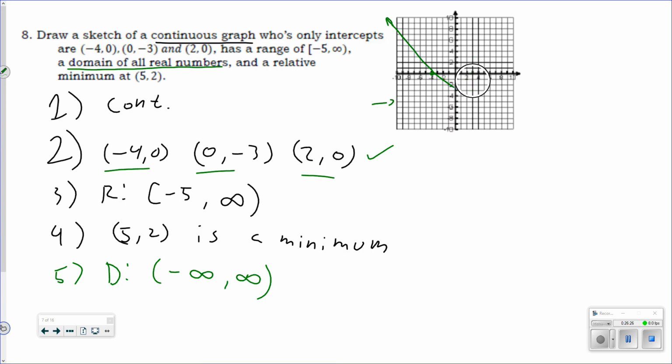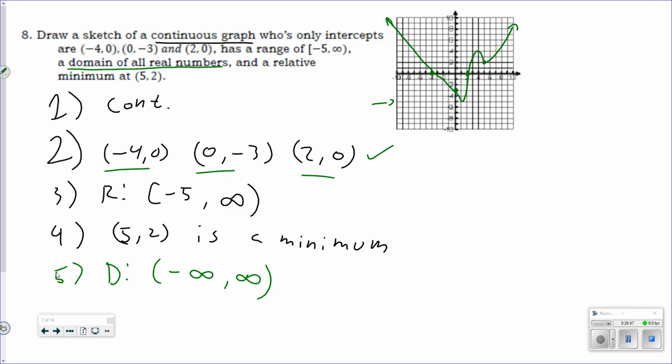Let me redraw that a little nicer. Okay, there, -3. I have to go down to -5, and I also have an intercept at 2, 0. It's kind of hard to draw because it's a really small graph. I'm going to go down, hit -5, go back up. At 5, 2, I have the minimum, so I have to decrease to it and go back up.